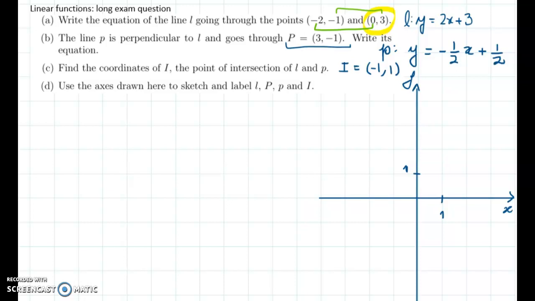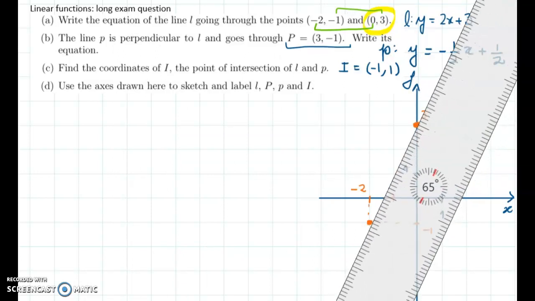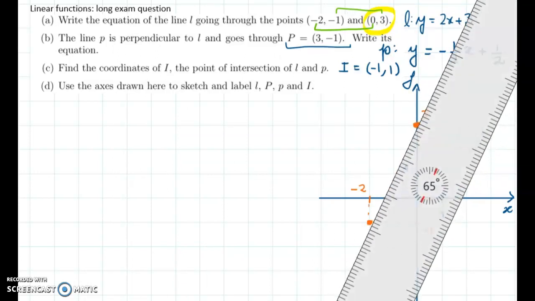I'm going to begin by sketching the line L, and 2 points were given for that line, so I'm going to sketch those 2 points. One point had coordinates (-2, -1), so this is the point over here, and the other has coordinates (0, 3), that was the y-intercept here. Those 2 points determine the line L, because any 2 points of a line determine the line. So that's enough for me to sketch my line L.